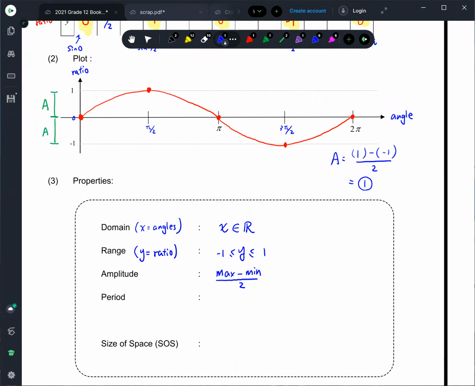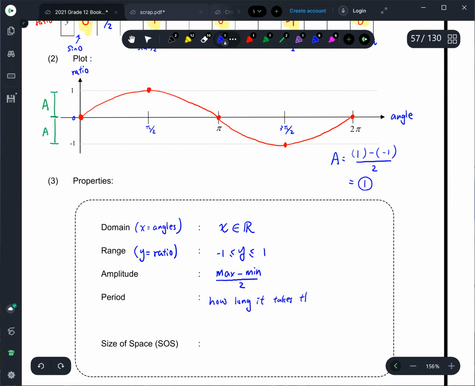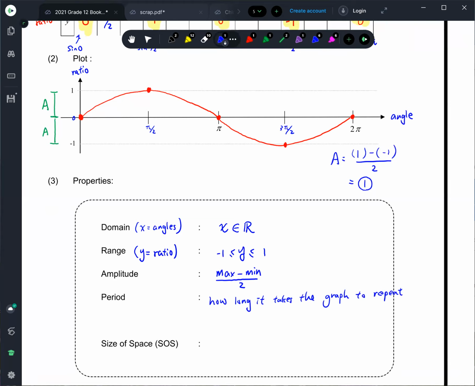Okay, next one is called the period. Period is how long it takes the graph to repeat. Okay, repeat the whole shape. So the graph starts from 0, goes up, goes down, goes down, goes up. After that, it will repeat again.